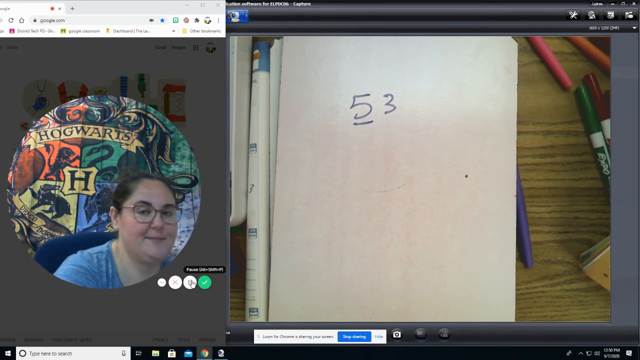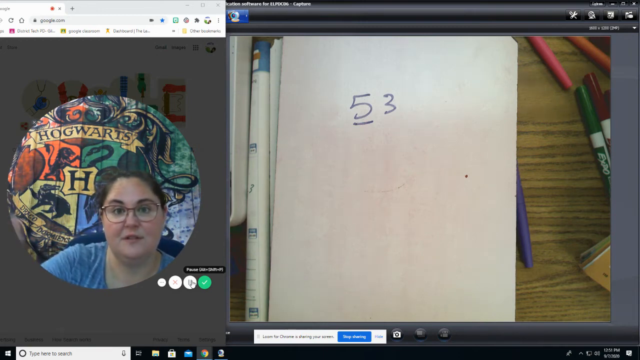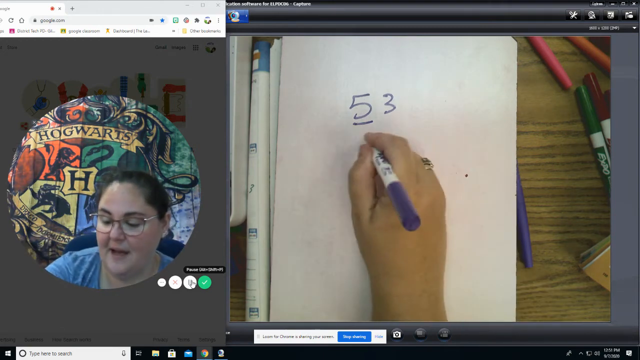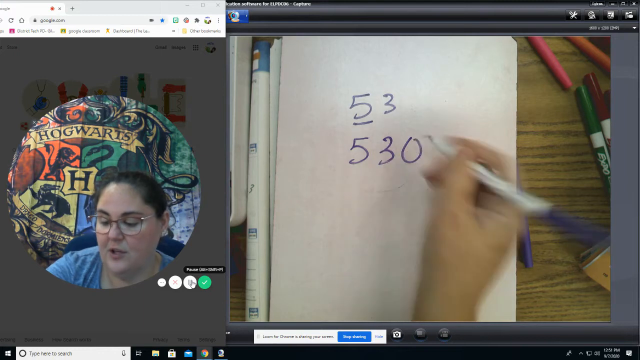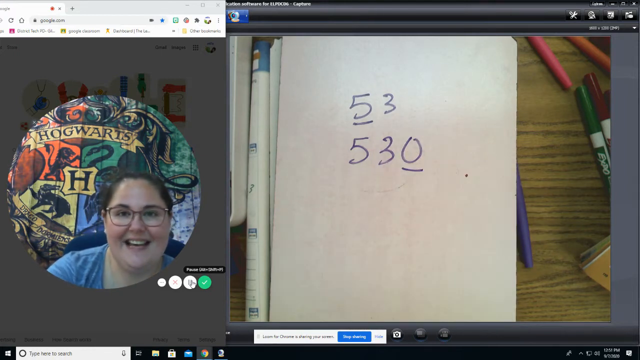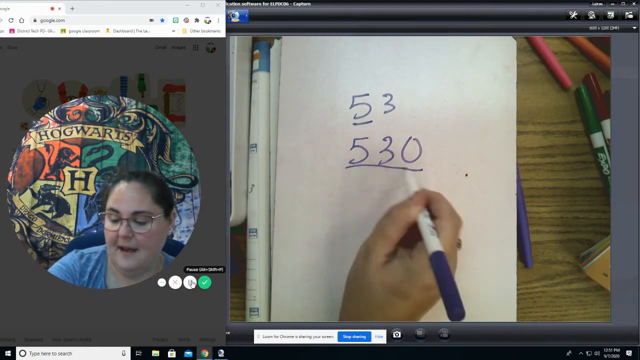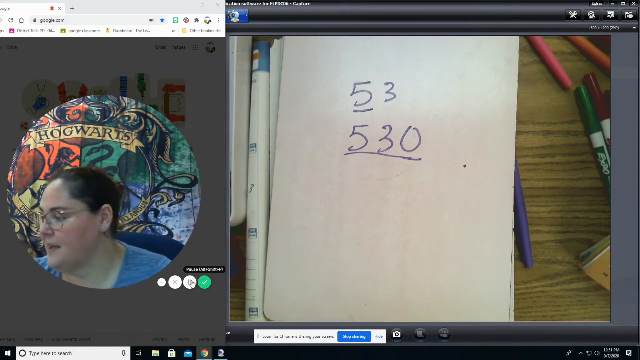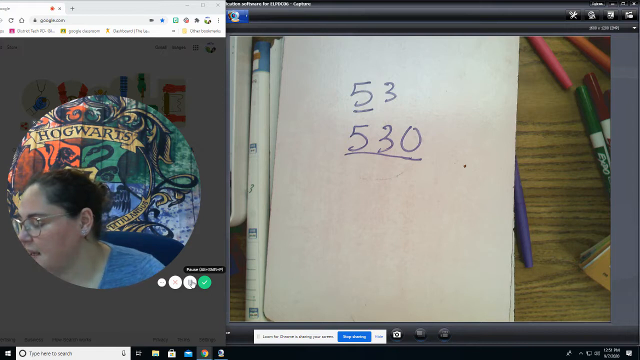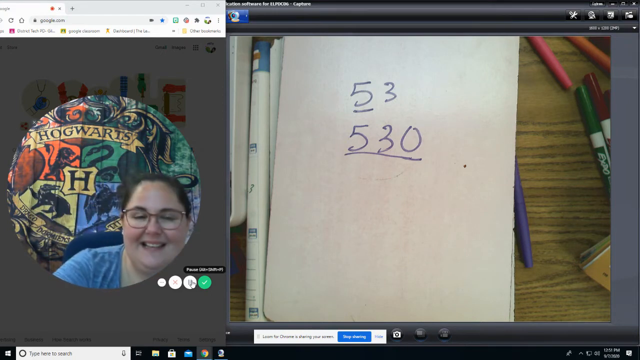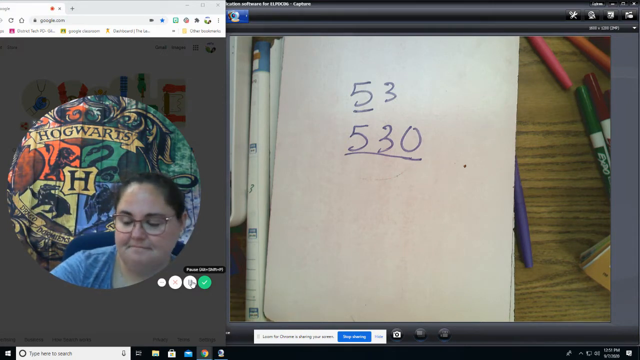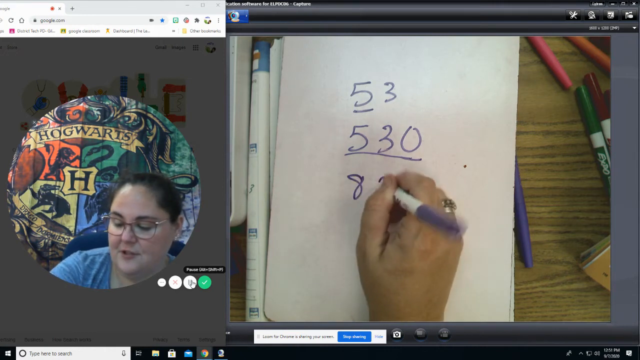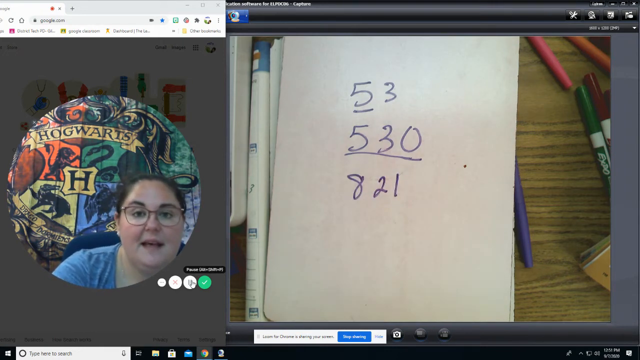10 times as much. That means the whole digit moves to the left one place value spot, or you add a 0 at the end. 10 times as much. 530. Okay? Give me a number in which the 8 is worth 800. 821. Now give me a number where the 8 is worth 1/10 as much.